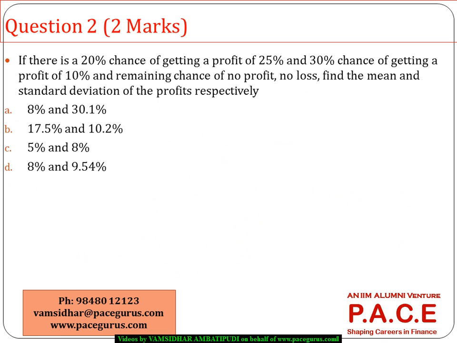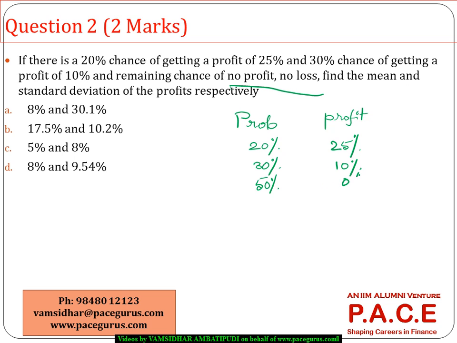Okay, moving on to the next one. Let me put it in a tabular form, the probability and profit. What we are saying is there is a 20% chance of getting a 25% profit, 30% chance of getting a 10% profit, and the remaining chance, probably 50% chance of no profit and no loss, which is like 0% profit. Find the mean and standard deviation.